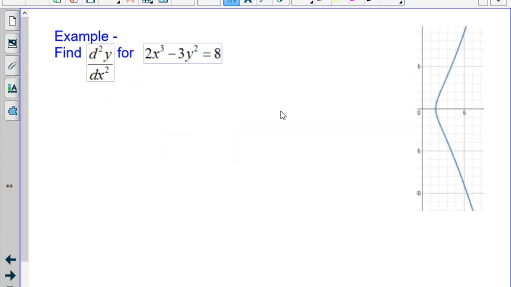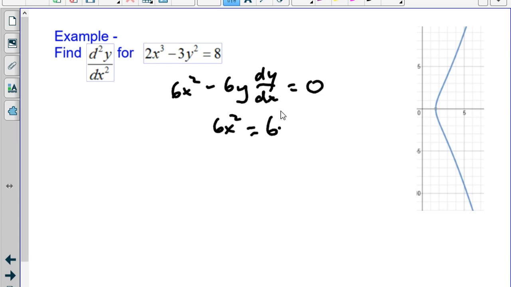The next problem that we're going to do is finding d squared y over dx squared of 2x cubed minus 3y squared equals 8. This is really taking the second derivative. So we're going to take one derivative, and then we'll take the derivative of the derivative. So 6x squared minus 6y dy/dx equals 0. We will then solve for dy/dx. So we get 6x squared equals 6y dy/dx, and then divide through, and we get x squared over y equals dy/dx.